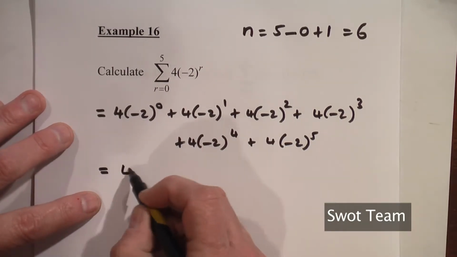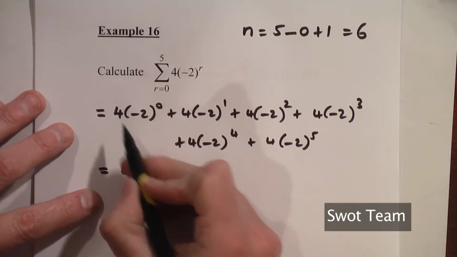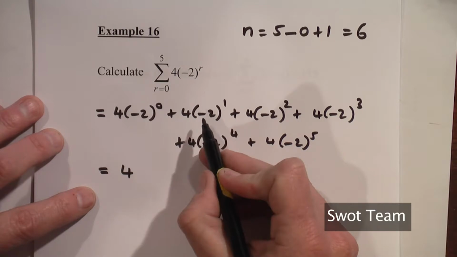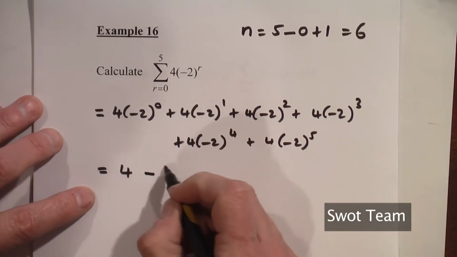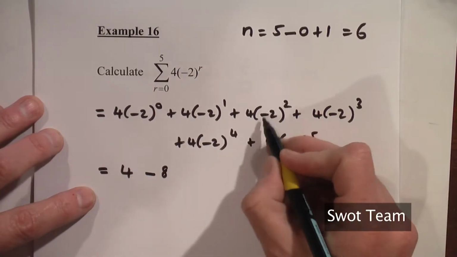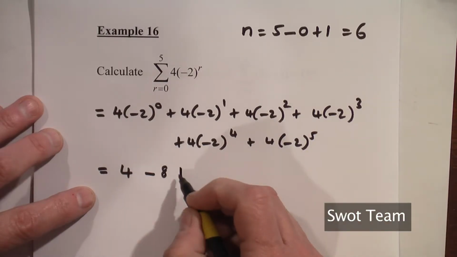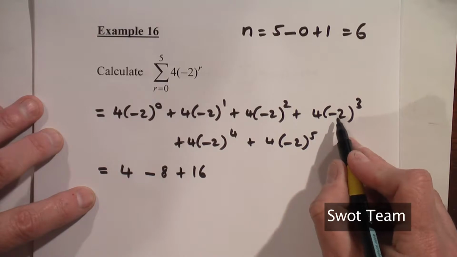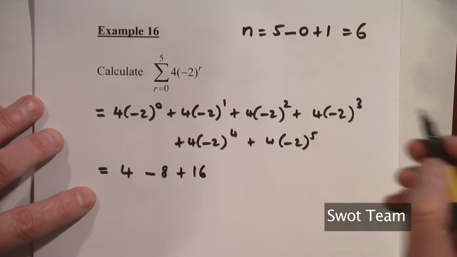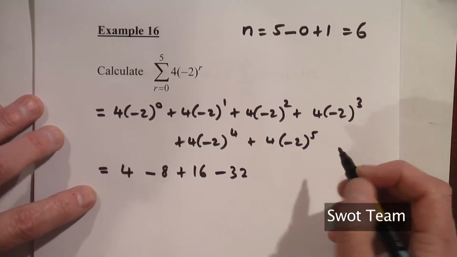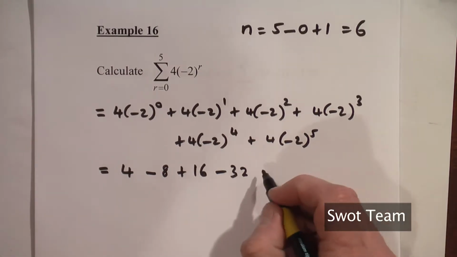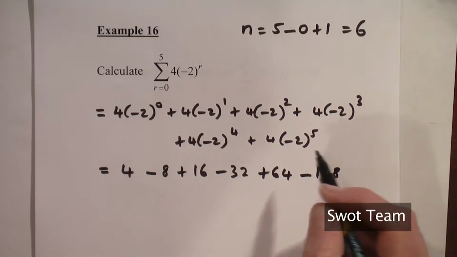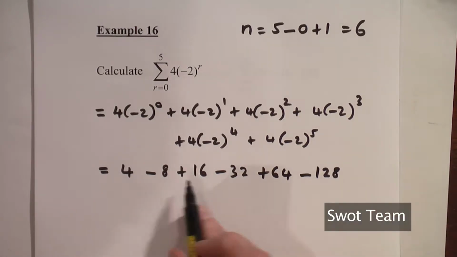Simplifying this will give you 4, because 1 times 4 is 4. 4 times negative 2 exponent 1, not a problem, minus 2 times 4, negative 8. This one is 4 times minus 2 squared, 4 times 4 is 16. I think this is geometric. What is this? 4 times negative 8, which is negative 32. So we go on, and that's going to be positive 64, minus 128 if you work that out. 1, 2, 3, 4, 5, 6.